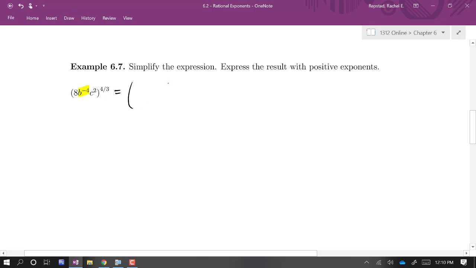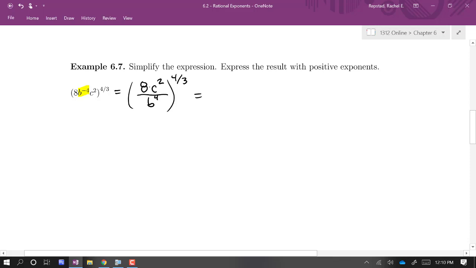So I'm going to rewrite the stuff in the parentheses as a fraction. So on top I have 8c squared. On the bottom I have b to the 4th. And this is all raised to the 4/3 power. Now I've got a fraction that I'm raising to a power. So I know I can distribute this power over division.